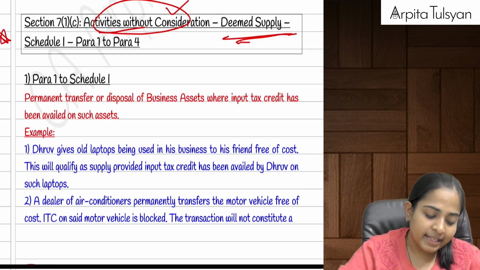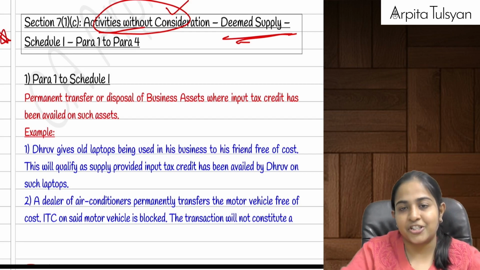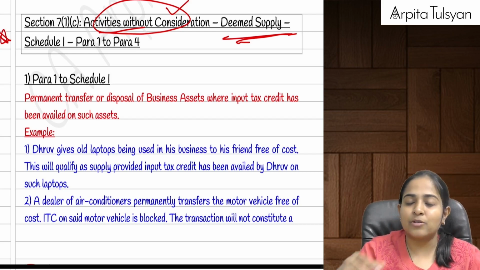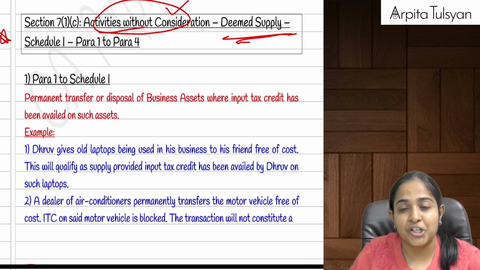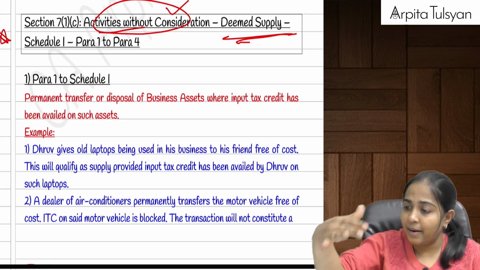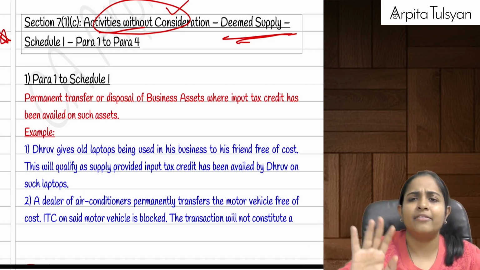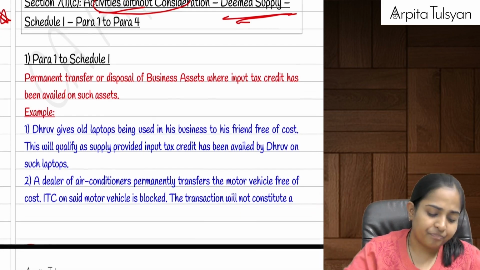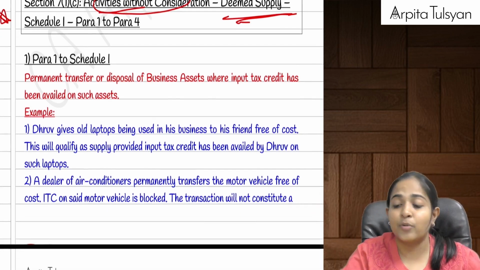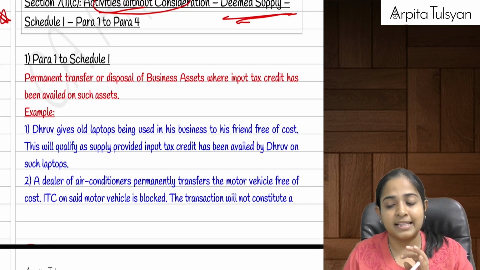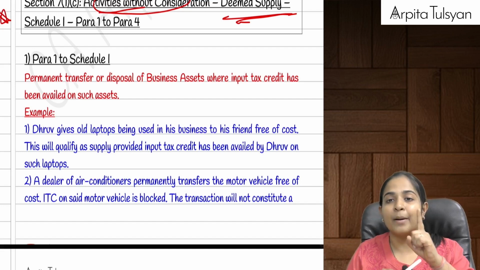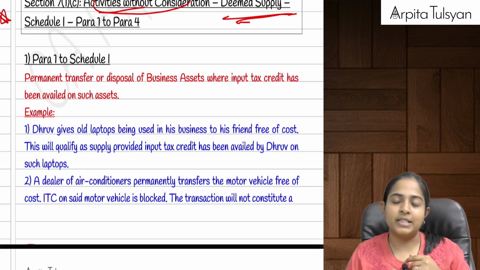Yes. Now in 7.1c, these transactions are deemed supply, which means there is going to be a supply of goods or services where there is no consideration involved, nothing in return, but it will be done in the course of business. Let's try to understand what the four transactions are. These transactions are mentioned in Schedule 1 to the CGST Act.